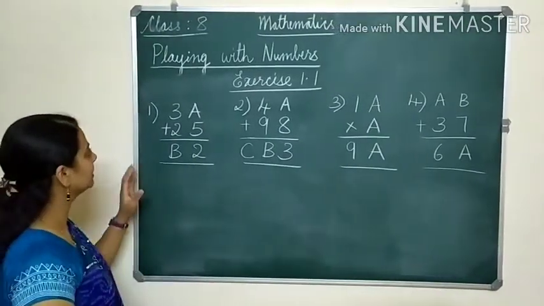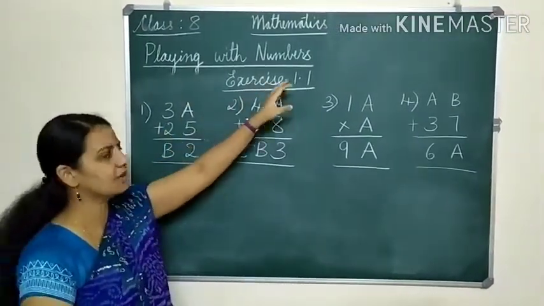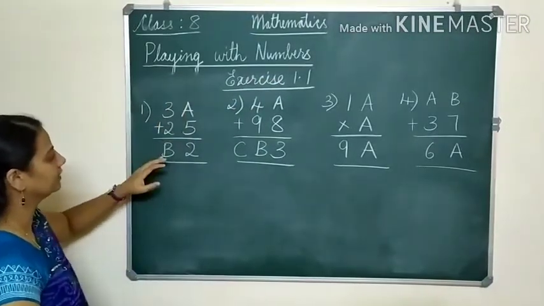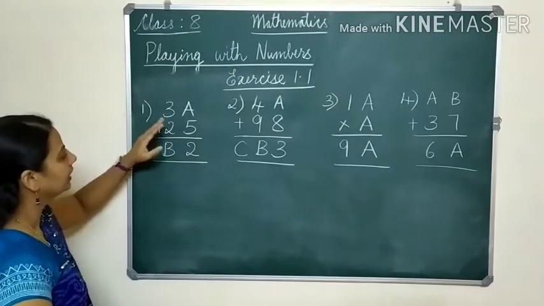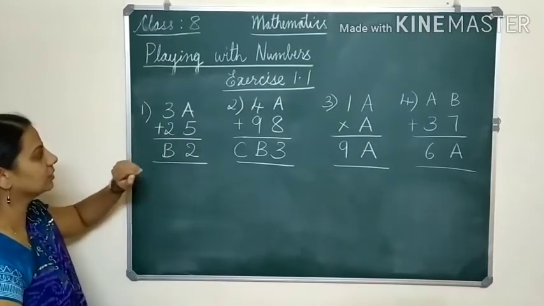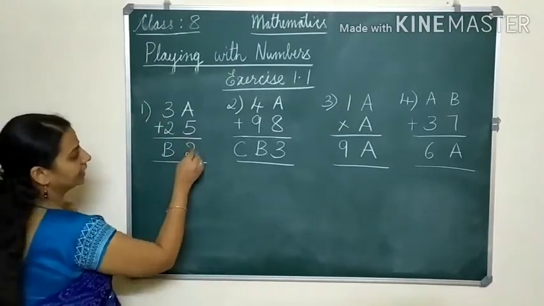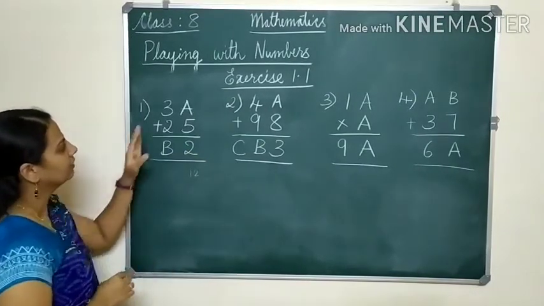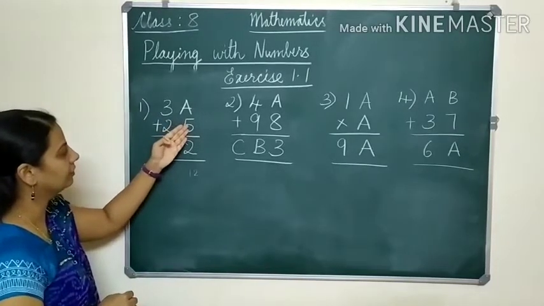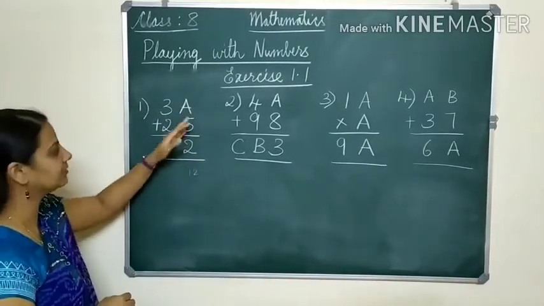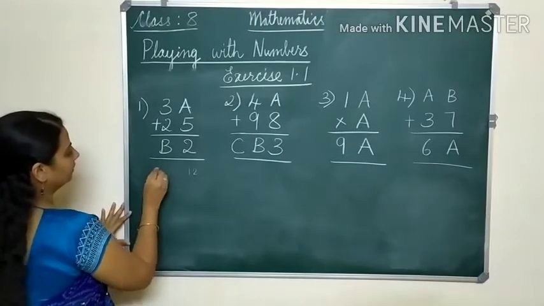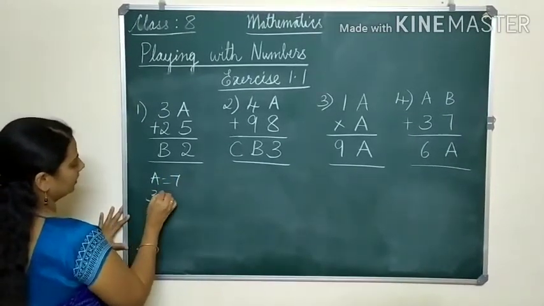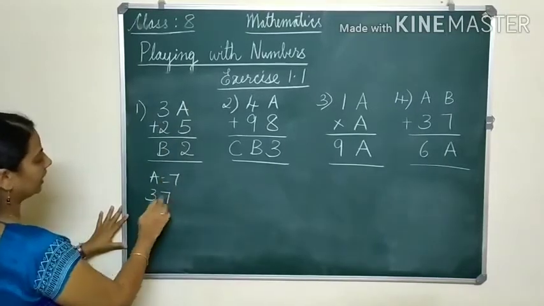Now let us solve some sums from exercise 1.1. You have 3A plus 25 gives you B2. Here 5 is greater than 2, so we cannot take this value as just 2, it has to be 12. So which number, if you add 5 to 5 you will get 12? 12 minus 5 is 7. So if A is equal to 7, then in place of A you can write 7.